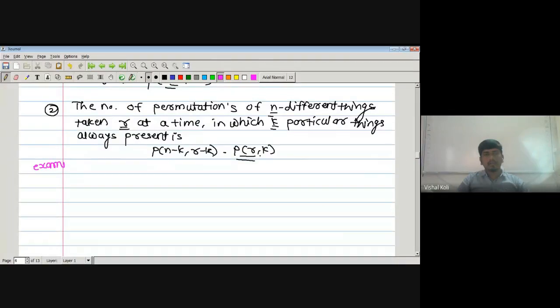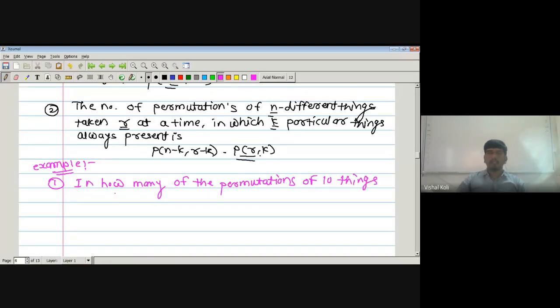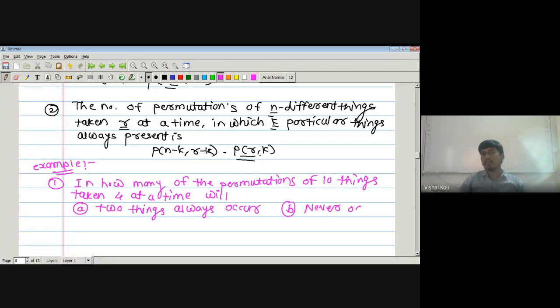Examples. In how many of the permutations of 10 things taken 4 at a time will, first, two things always occur, and second, these two things never occur? So we have to find the result for both the cases.